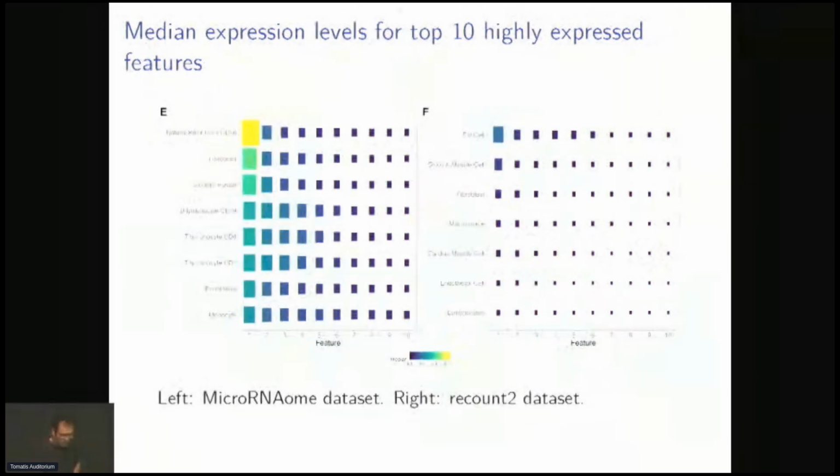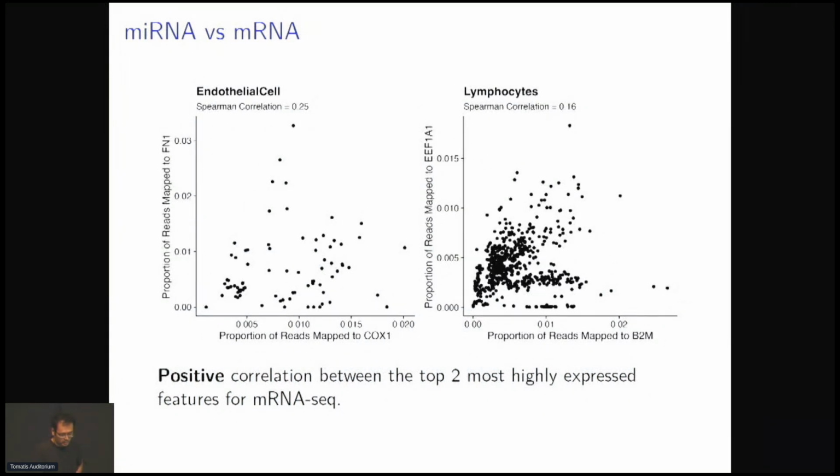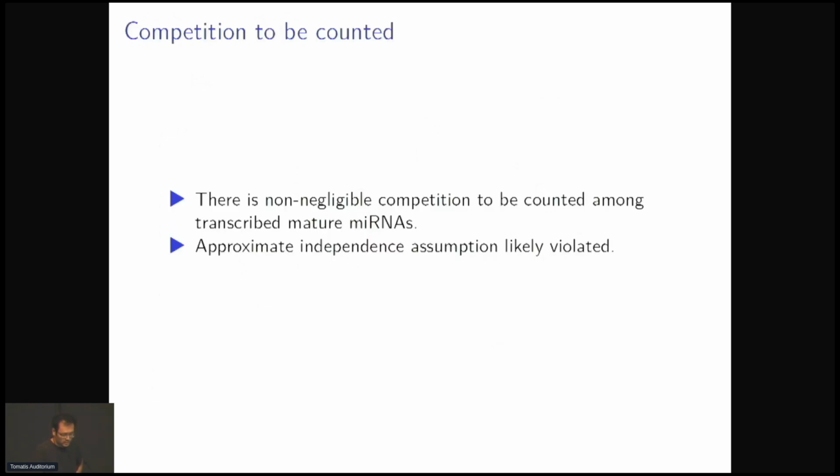And the similar plot here shows that if you look at the median of the top 10 highly expressed features, the top 5 features here take up a significant amount of the total input reads, compared to messenger RNA-seq on the right side, where they're more or less evenly distributed. I noticed that roughly 2 to 3% of the reads go to each of the top 5 features, so that's only about 10%. So the rest of the 4,000 features also account for quite a number of reads. And also looking at just the simple correlation plot, I noticed there are negative correlations between features in the microRNA-seq data. But in messenger RNA-seq, there's even positive correlation, or basically not much correlation between the top features. The reason for this is that there's non-negligible competition to be counted among the transcribed mature microRNAs. So this means that the approximate independence assumption is likely violated.